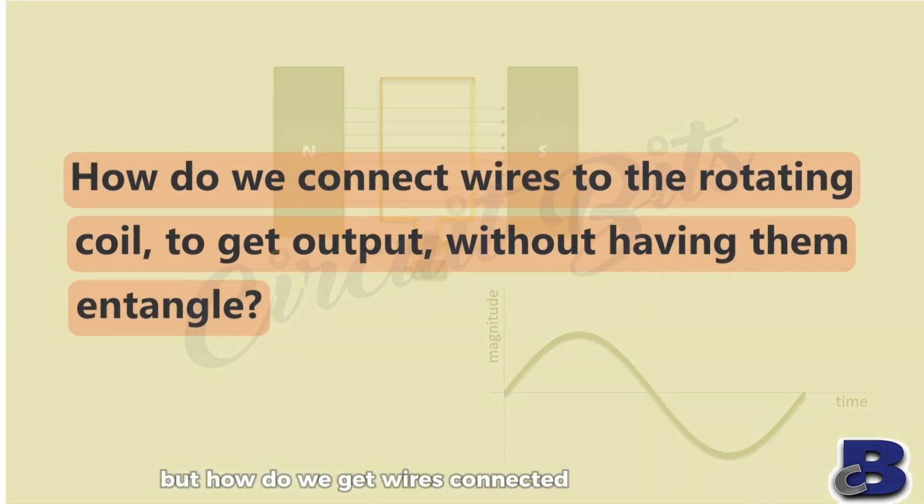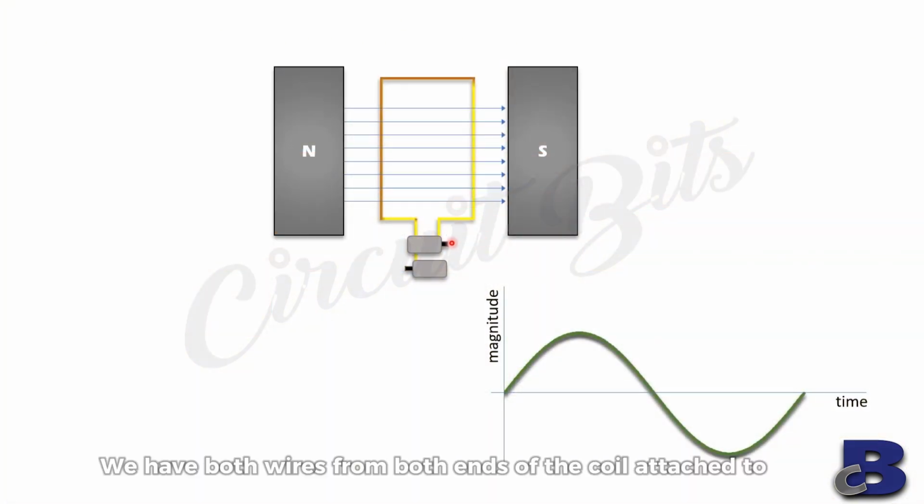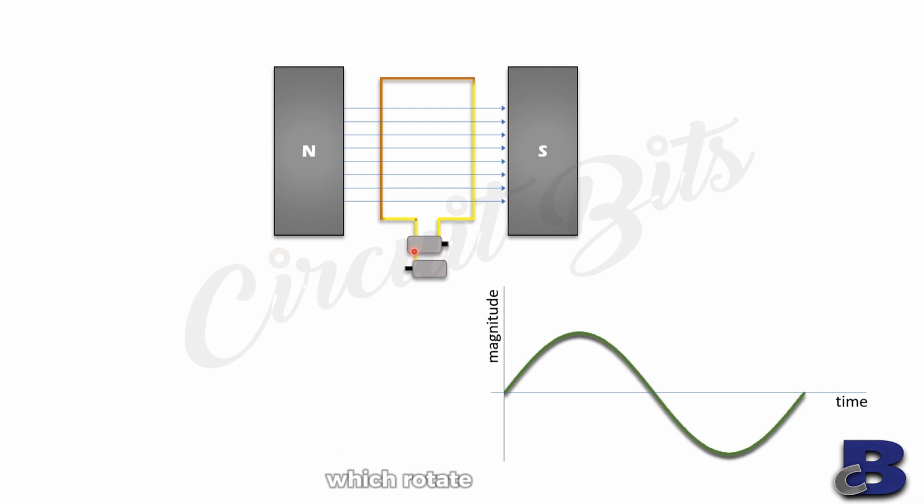But how do we get wires connected to a rotating coil and not get them entangled? Slip rings. We have both wires from both ends of the coil attached to two metal rings, which rotate with them. This wire is attached to this ring, this wire attached to this ring, and they all rotate together. Then carbon brushes, which are stationary, make contact with these rotating metal rings, successfully conducting the electricity generated from the coils to wires effectively. The slip used for the rings refers to the relative motion between the stationary brush and the rotating ring.